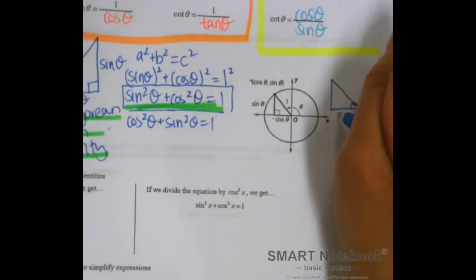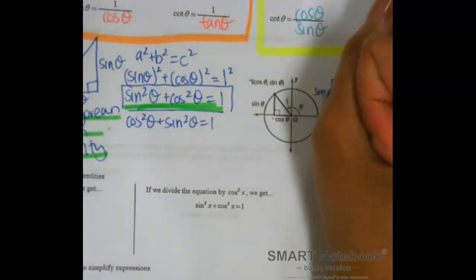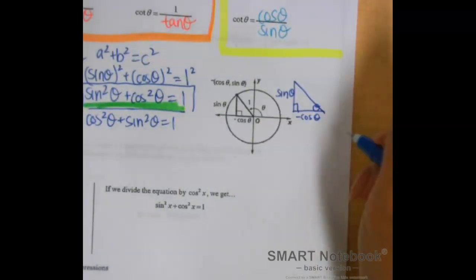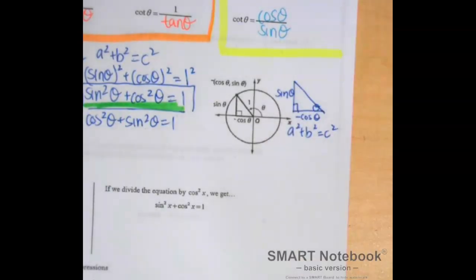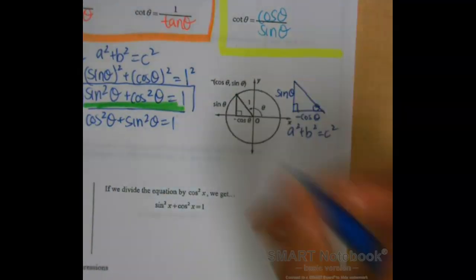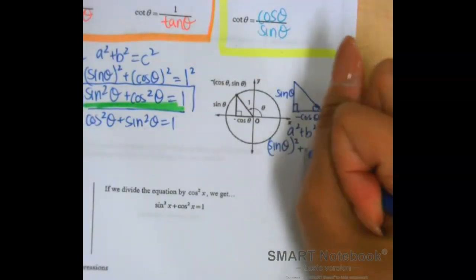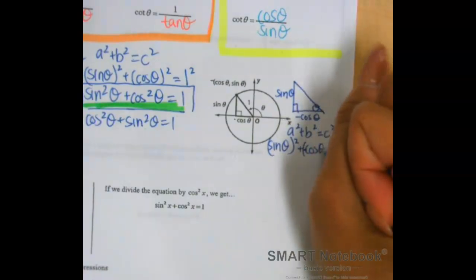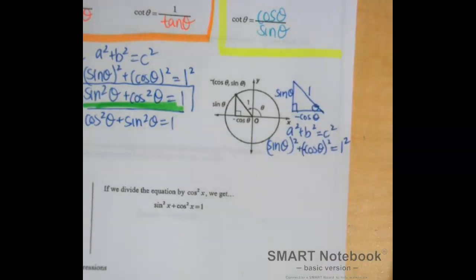Here's your theta. This is negative cosine theta, so be careful, that's negative. And this is sine of theta. Okay, well, let's think. Here's your 90-degree angle. You would still do a squared plus b squared equals c squared. I'm going to still keep using sine for my a. Sine of theta squared plus cosine. This one is a negative cosine of theta squared, and you're going to make it equal to the radius, which is still 1.